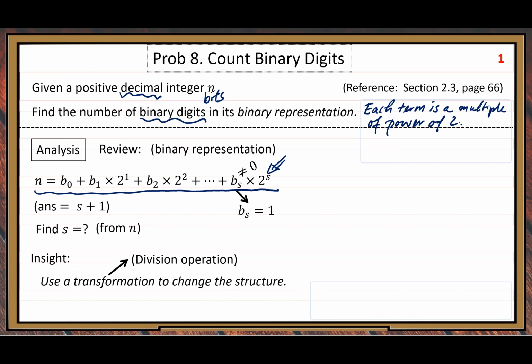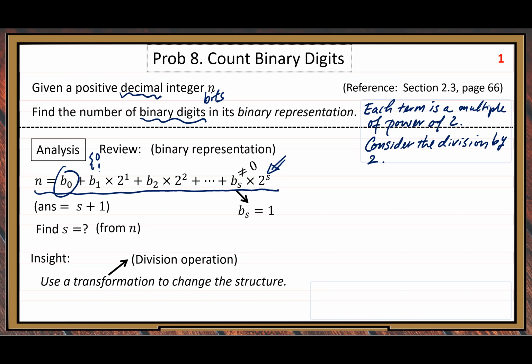Then it is quite natural we can consider division by 2. Quite natural because each one has a power of 2. Consider the operation integer division by 2. When you do that, except the first term, because the first term, when you do division by 2, it may not be an integer. The first one, 0 or 1, becomes 0. Only 2 possible values, 0 or 1.